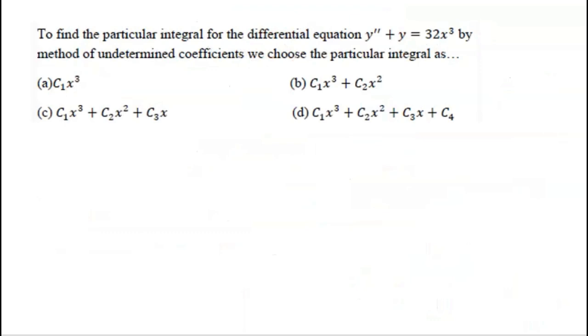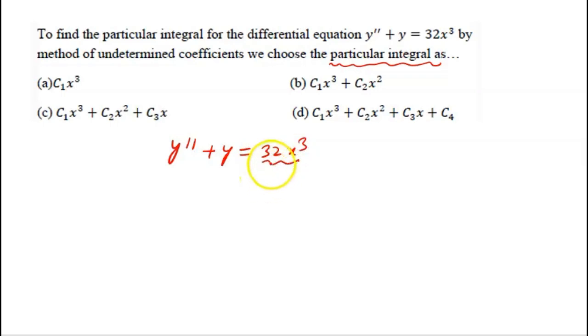Now this is a question related to solving the differential equation by the method of undetermined coefficients. And what is the process here? Because the method of undetermined coefficients requires you to choose a trial solution, right? That trial solution gives you the particular integral. So the differential equation is y double dash plus y is equal to 32x cube.